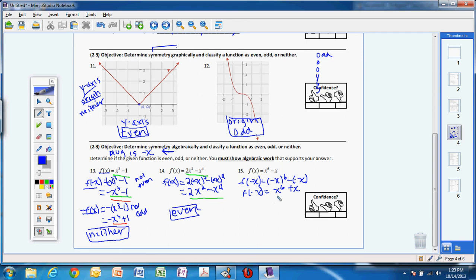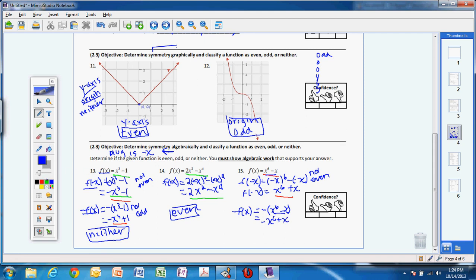Now I say, is this the same as my original? Since they're not the same, this is not going to be even. So I have to do the extra step. I want to find the opposite of my function, negative f of x. We have to make everything there negative: x to the 6th minus x, which is my original function. Distributing the negative, we're going to get negative x to the 6th plus x.